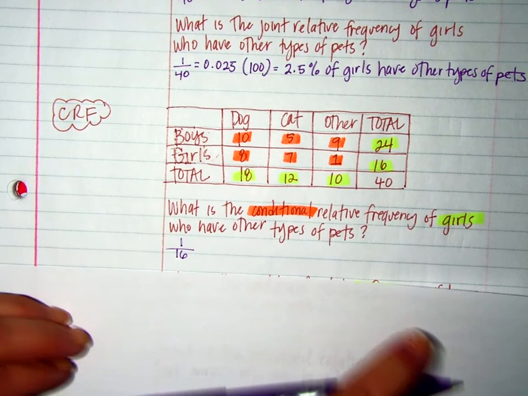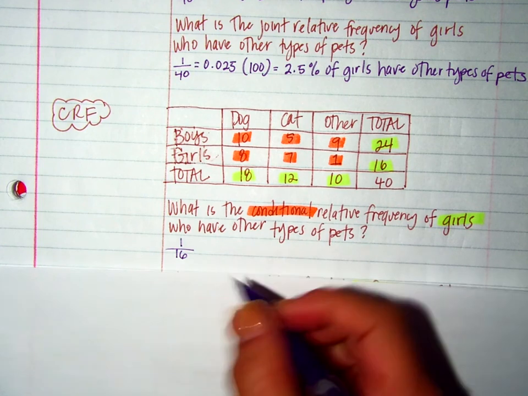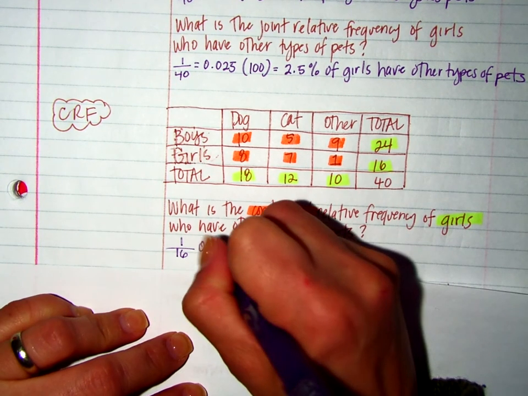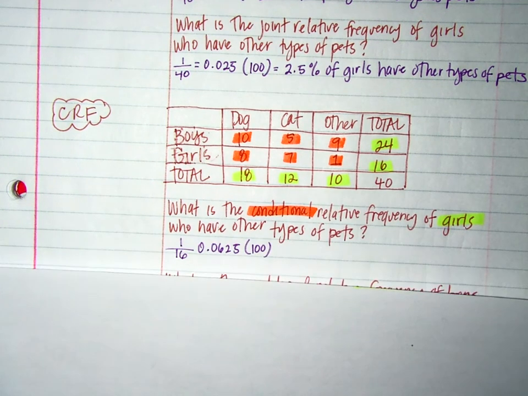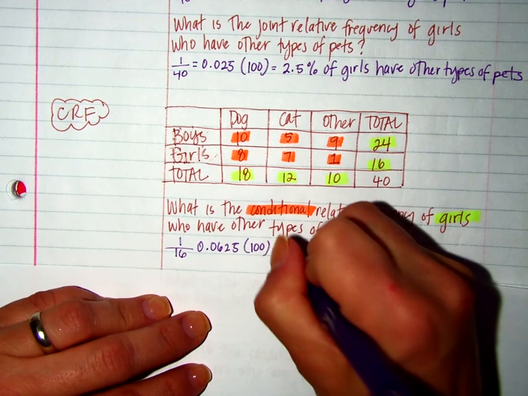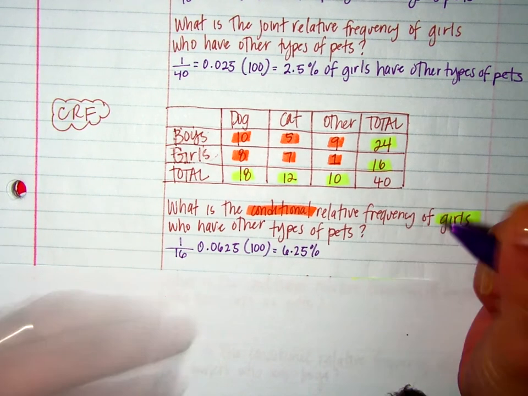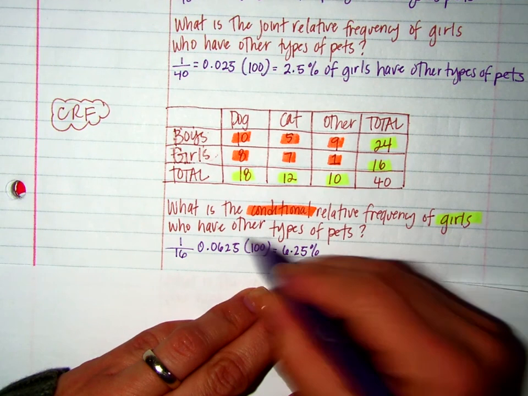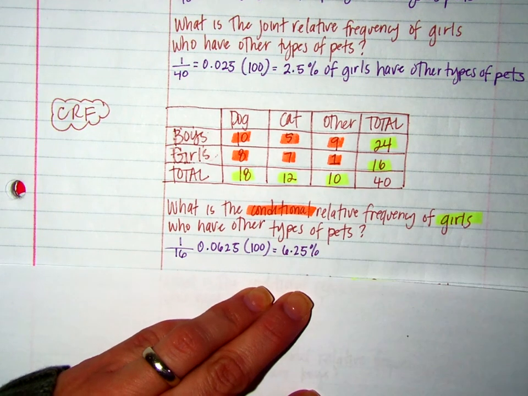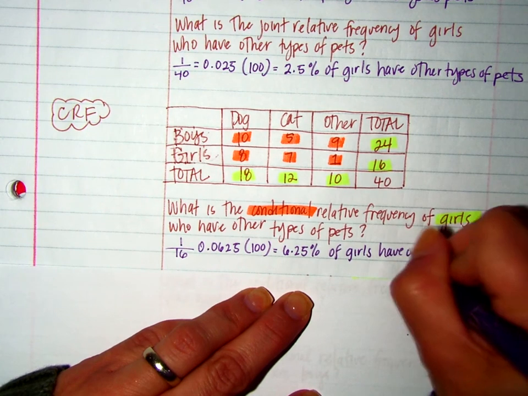Go on ahead and take your calculator. We're going to divide 1 by 16. And then I get 0.0625. We're going to multiply that by 100 because we want to turn it into a percent. And I got 6.25%, okay? So the conditional relative frequency of girls who have other types of pets is 6.25%, okay? And we're going to write that down.